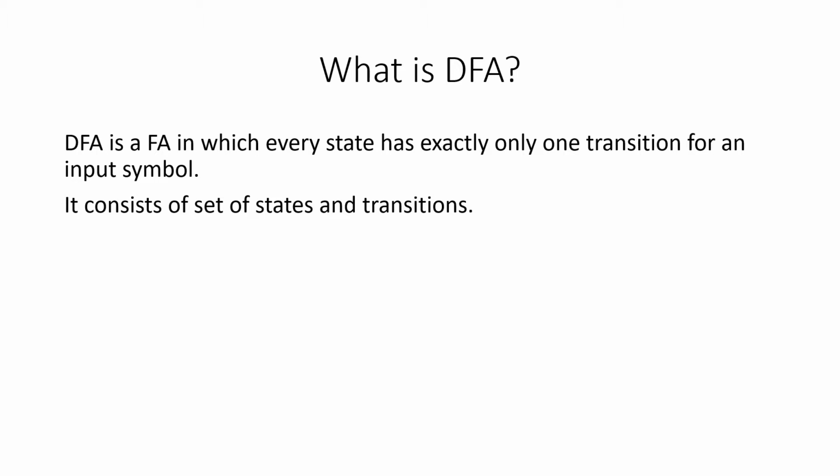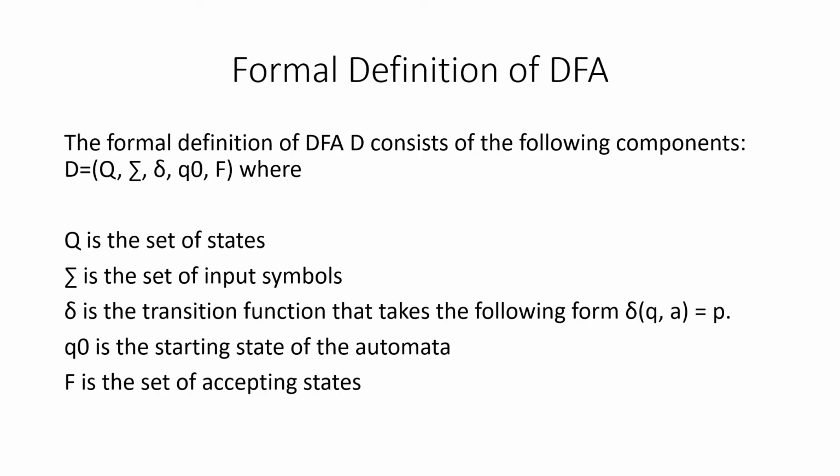First we'll see what is a DFA. A deterministic finite automaton, DFA, is a finite automaton in which every state has exactly one transition for an input symbol. It consists of states and transitions. Before we go into the examples, we'll discuss the formal definition of a DFA.